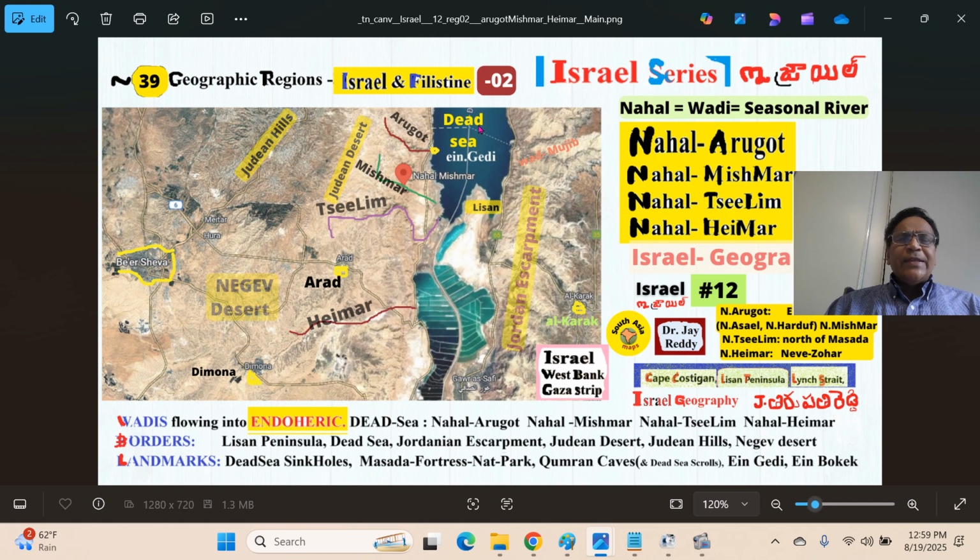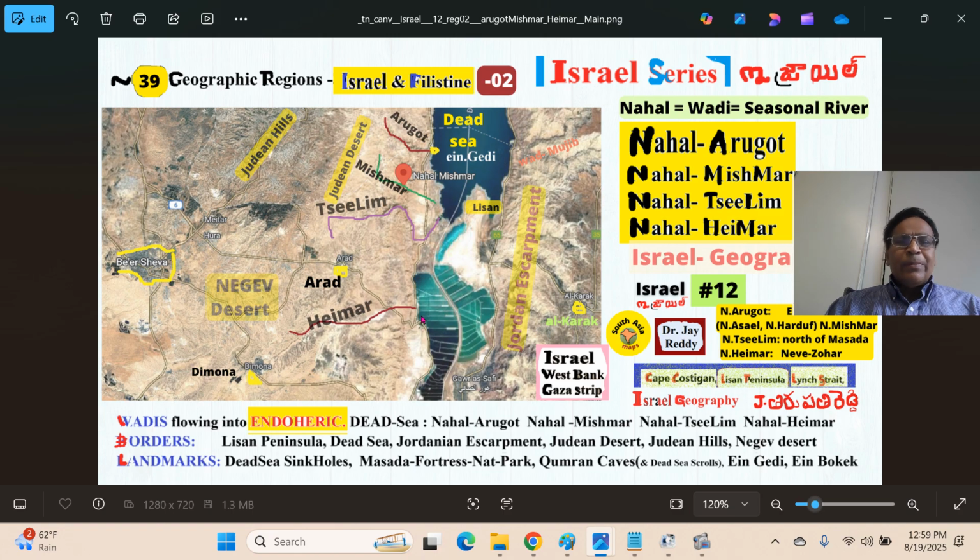So this is the Dead Sea. Because a lot of water has now been withdrawn, a strait connects the southern Dead Sea and the northern Dead Sea. This peninsula is called the Lisan Peninsula, and its tip is called Cape Costigan.